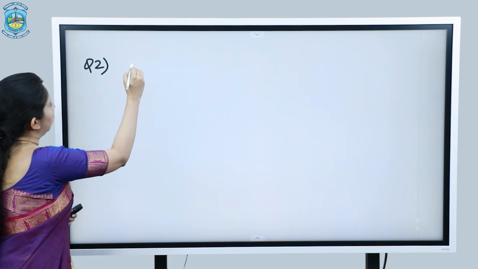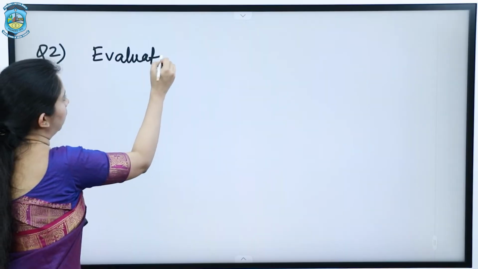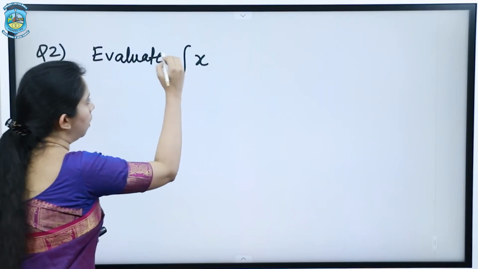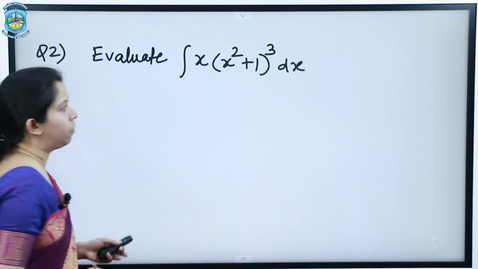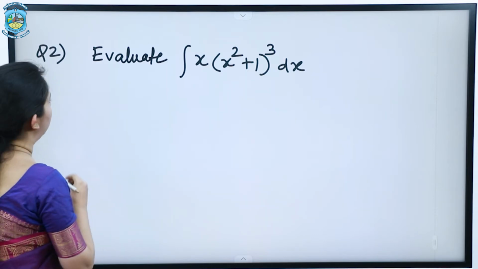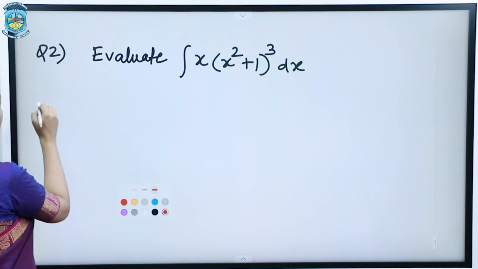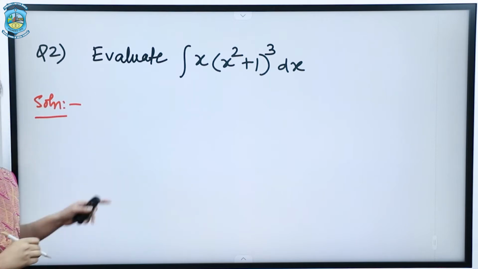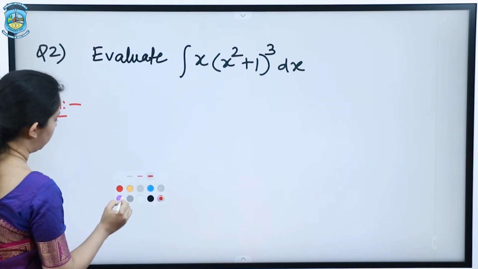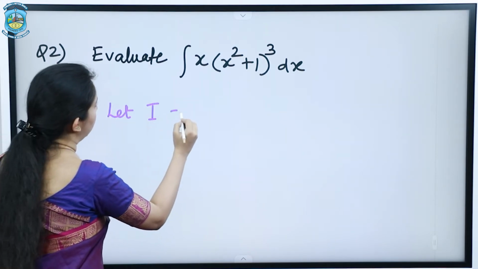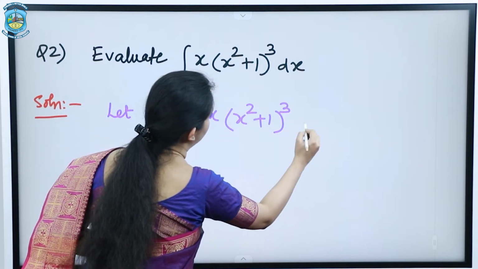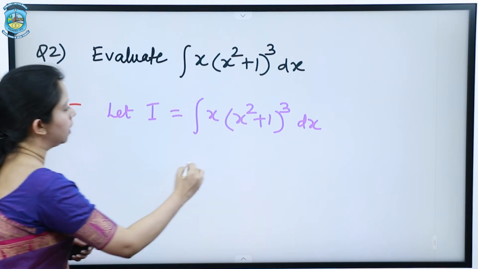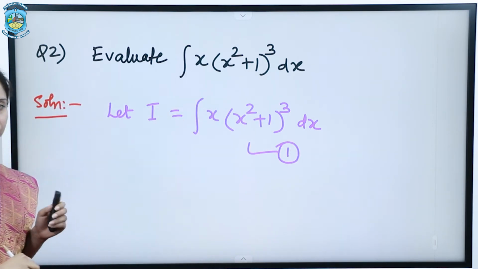So now let us consider the second example. Question number 2, we have to evaluate the integral of x multiplied by x square plus 1 whole cube dx. So we have to integrate this function. We'll assume this whole integral as I. So let I is equal to x multiplied by x square plus 1 whole cube multiplied by dx. We'll mark this as equation number 1.